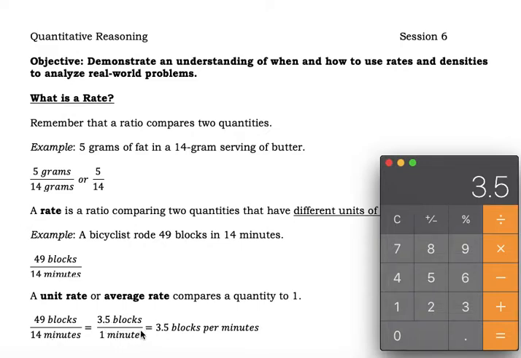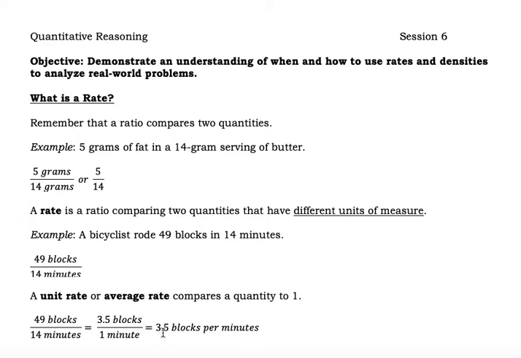But what I did is I converted this rate to a unit rate because now it's going to be a little easier to understand how fast this bicyclist is able to travel. So now this rate says 3.5 blocks over 1 minute. That is basically telling me that the bicyclist is able to travel 3.5 blocks per minute. So every single minute that this bicyclist is riding, he or she is able to cover a span of 3.5 blocks.